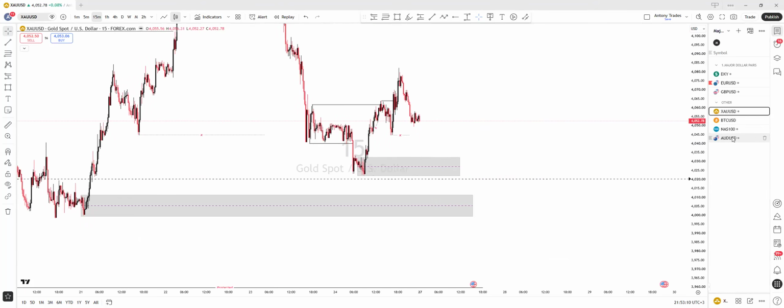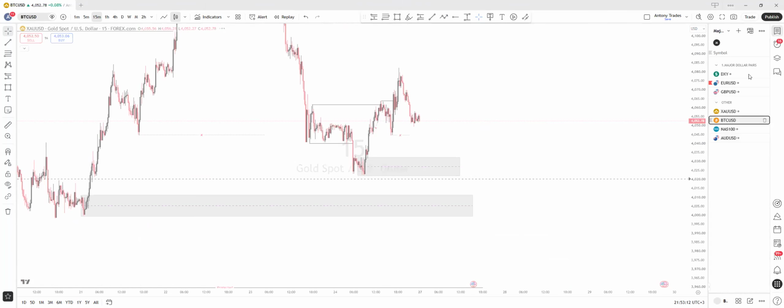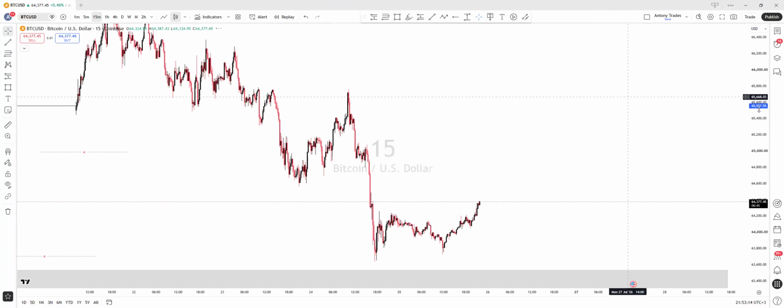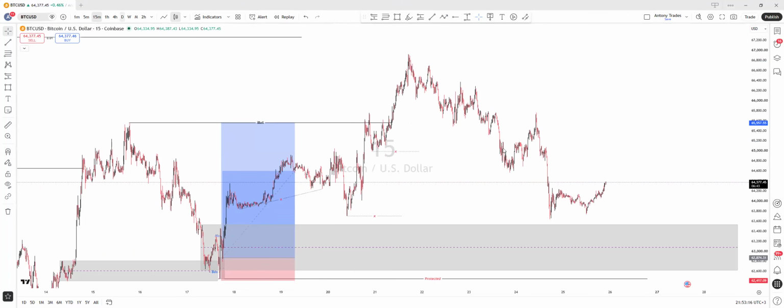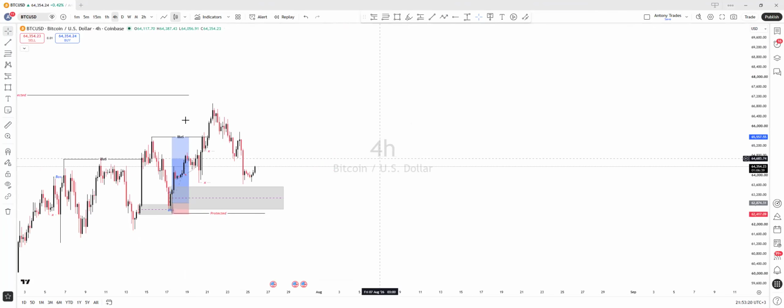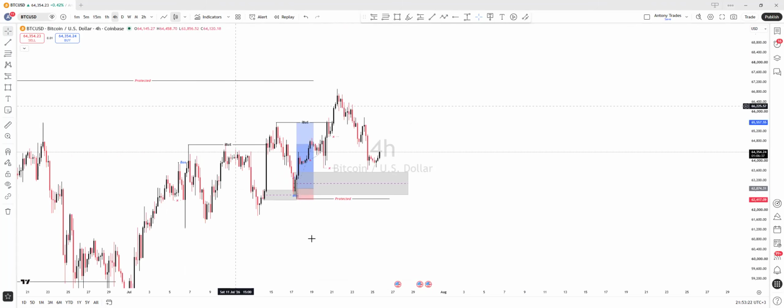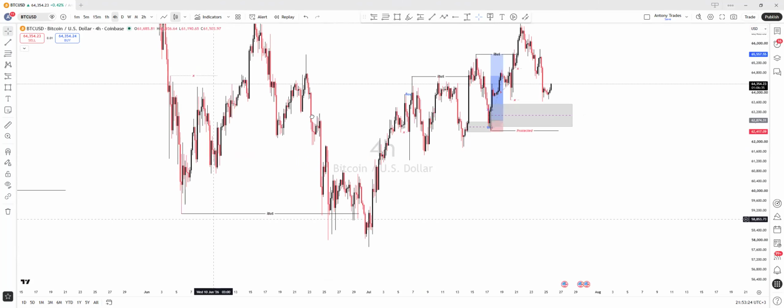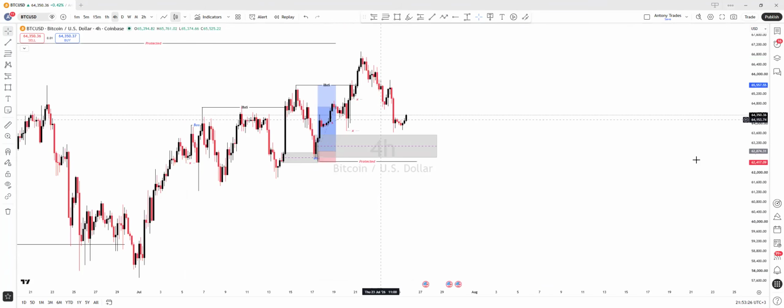So the next pair is gonna be BTCUSD. So from the BTCUSD, let me start from the 4 hour time frame. We can see that the BTC is very bullish. The internal structure is bullish, although the external structure is bearish, but the internal structure was bullish.